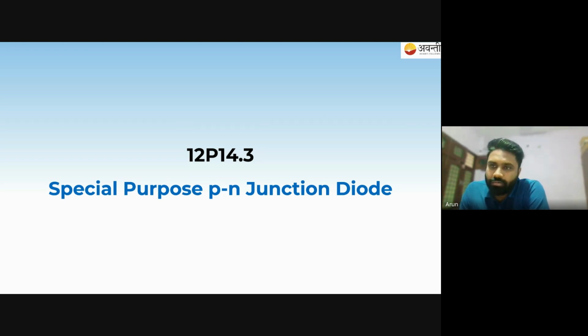We have also studied the IV characteristic of the PN junction diode. IV characteristics is nothing but the graph drawn between current and voltage. Based on that data, we have studied the breakdown voltage. What is a breakdown voltage? What is Zener breakdown? Now we are here with the special purpose PN junction diodes. We have studied two types of special purpose PN junction diode.